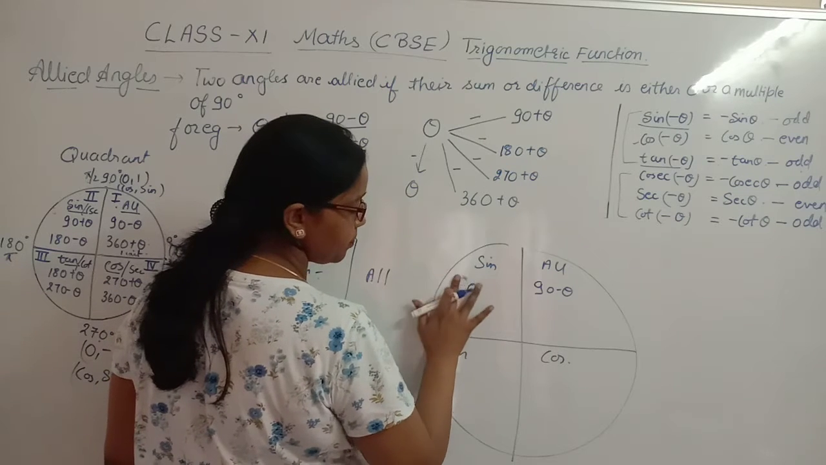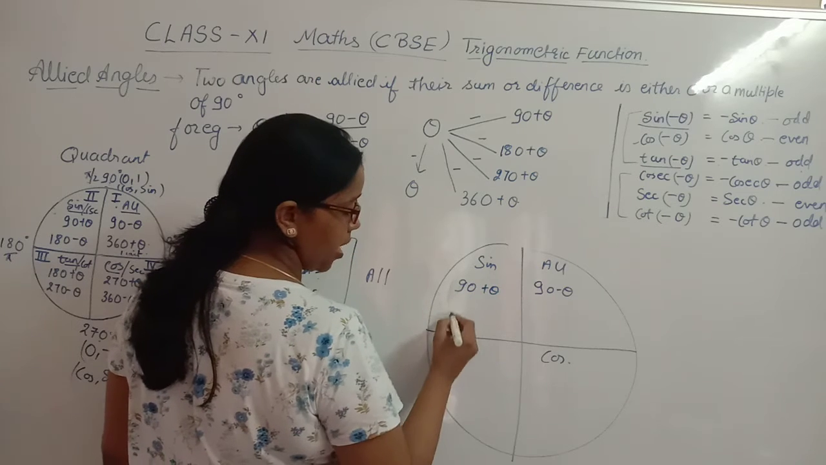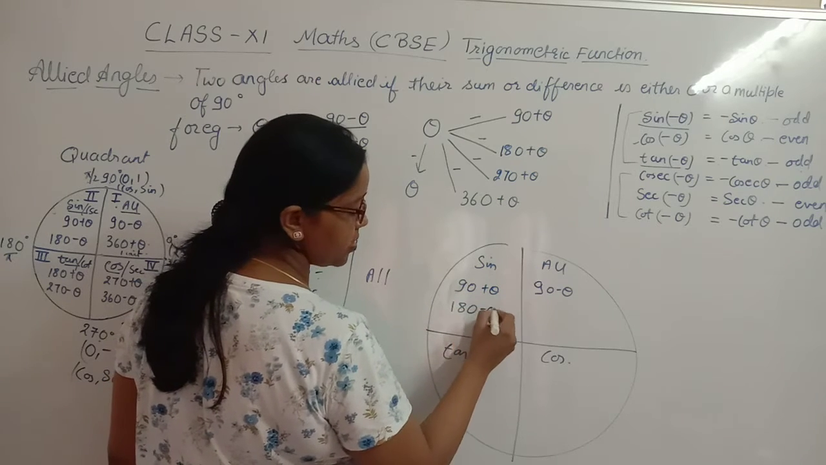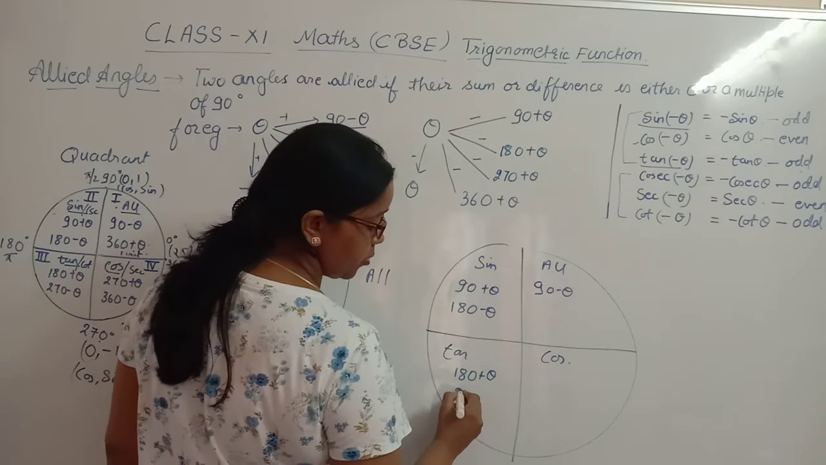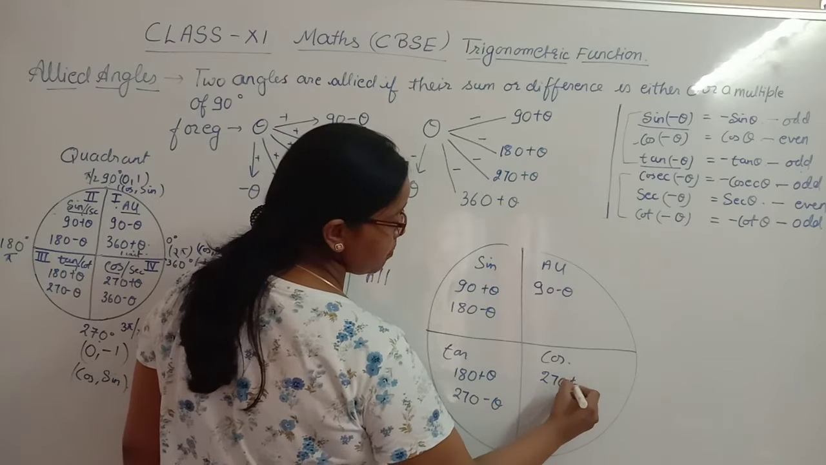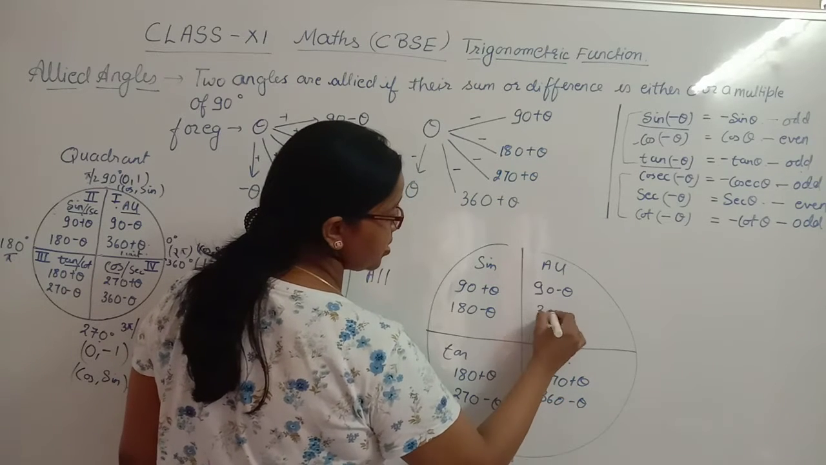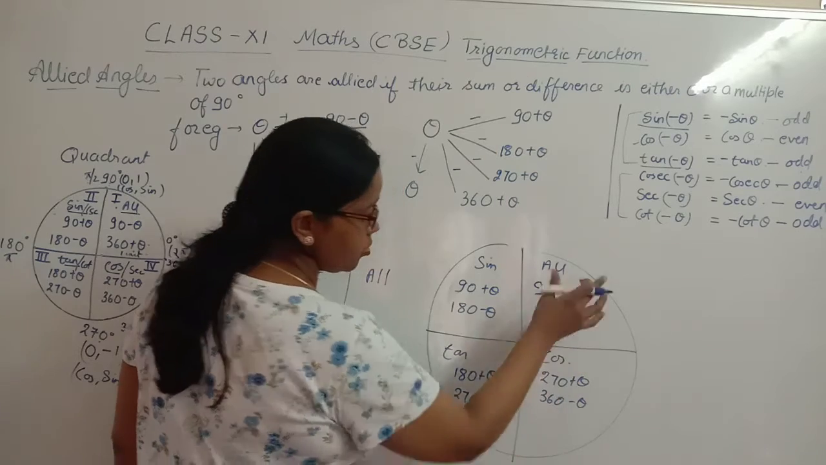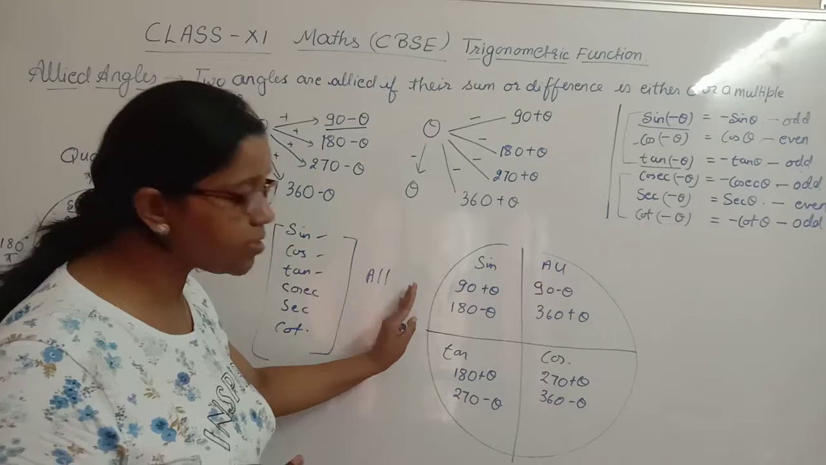90 plus theta. Now here 180 minus theta. Come to here 180 plus theta. 270 minus theta. 270 plus theta. 360 minus theta. 360 plus theta. So this is how you can start the circle and you can learn these values.